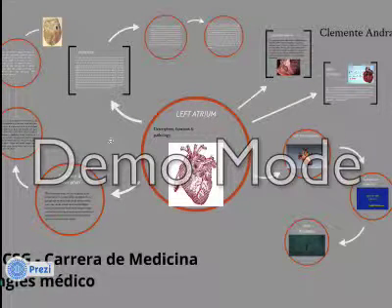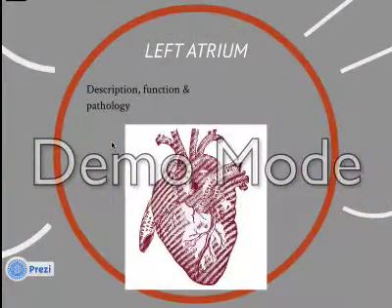Hi, we are going to talk about the left atrium. Description, function, and pathology.